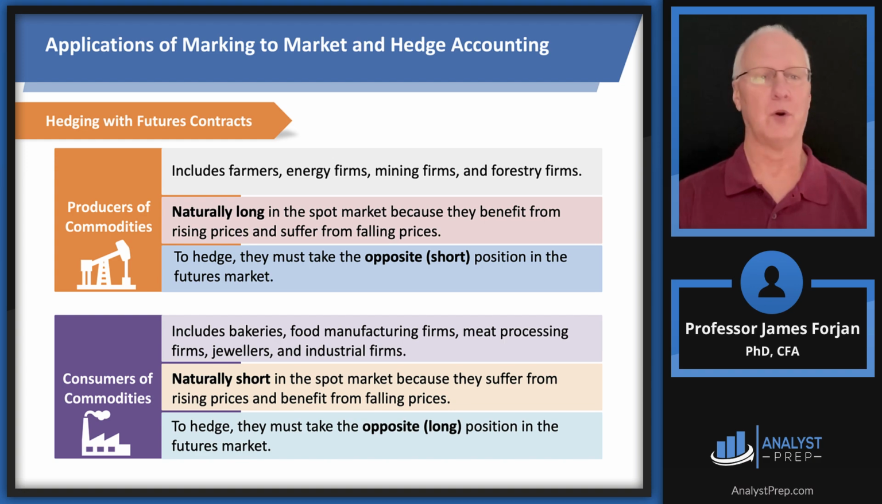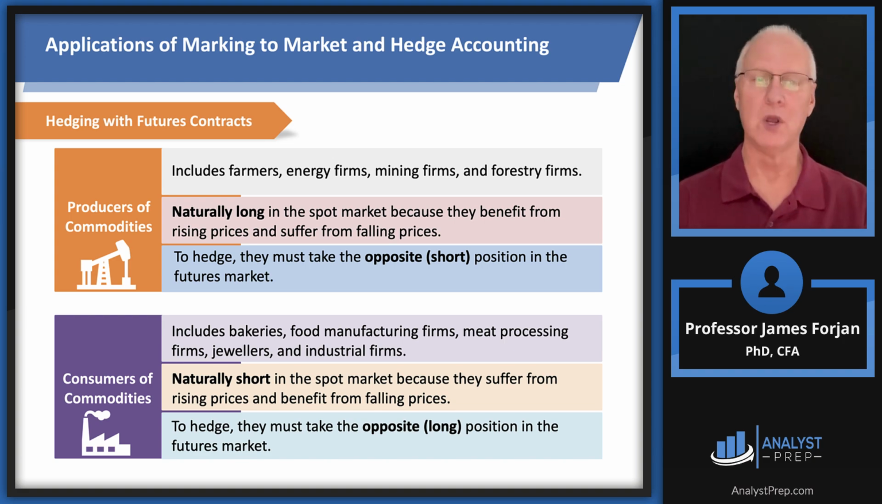To do that, of course, you need to differentiate between the producers of commodities who have a natural long position in the spot market and the consumers of commodities who have a natural short position in the spot market. So there's some examples that you might get on the exam in the question stem: farmers, energy firms, food manufacturing firms, etc. But the important thing here is to identify what position these firms have in the spot market, and then you'll take the opposite position in the futures market.